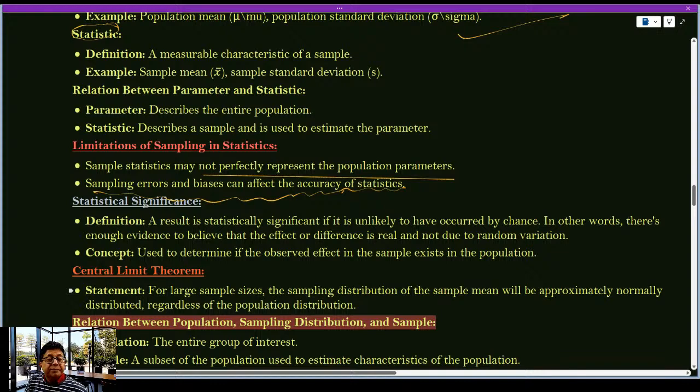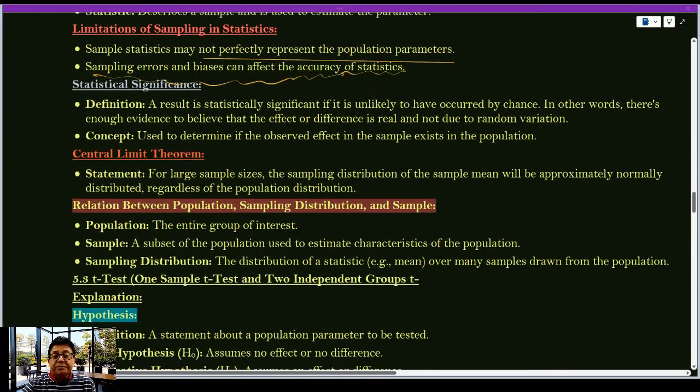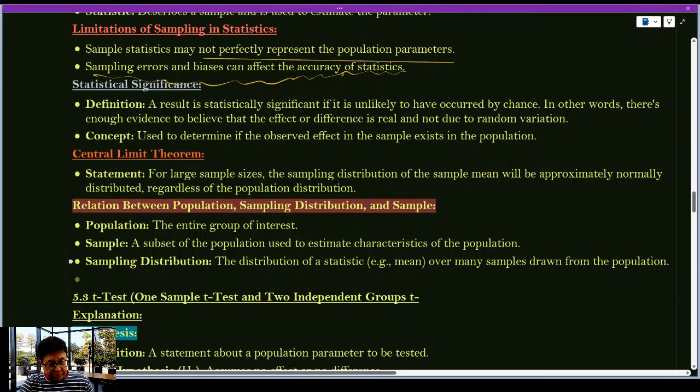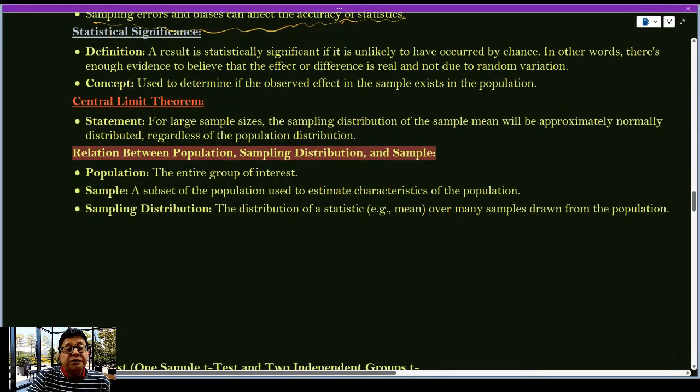Then, central limit theorem. What is that? Central limit theorem. Anybody knows? What is central limit theorem? This you need to know.